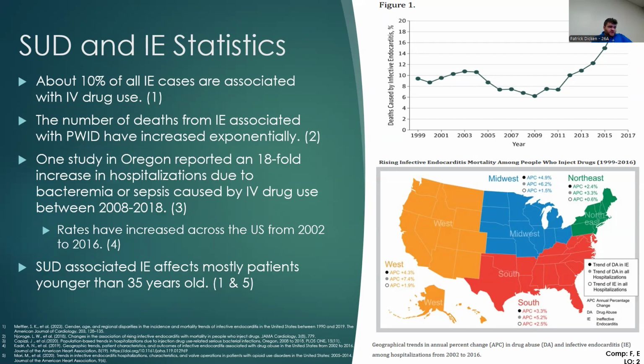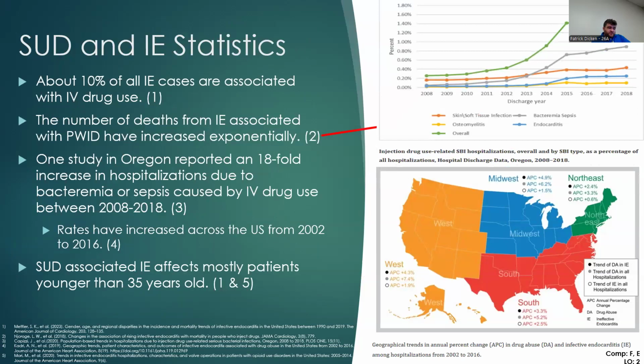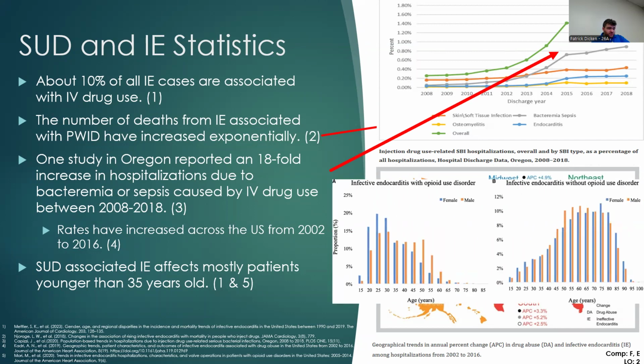Some statistics about this: about 10% of all infective endocarditis cases are associated with IV drug use. The number of deaths with infective endocarditis associated with drug use has increased exponentially, as shown in this graph right here. One study in Oregon reported an 18-fold increase in hospitalizations due to sepsis caused by IV drug use between 2008 and 2018. And rates have increased in the US since then. It mostly affects patients aged 35 or under.